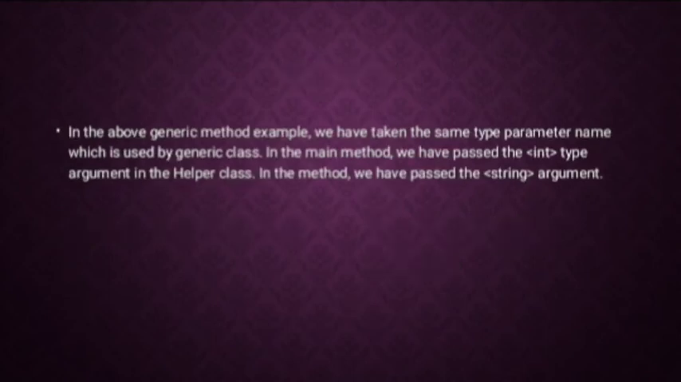So this is an overview of the example. We have taken the same type parameter name which is used by the generic class. In the main method, we have passed the int type argument to the Helper class. In the method, we have passed the string argument. So this is the clear-cut definition of the previous example.